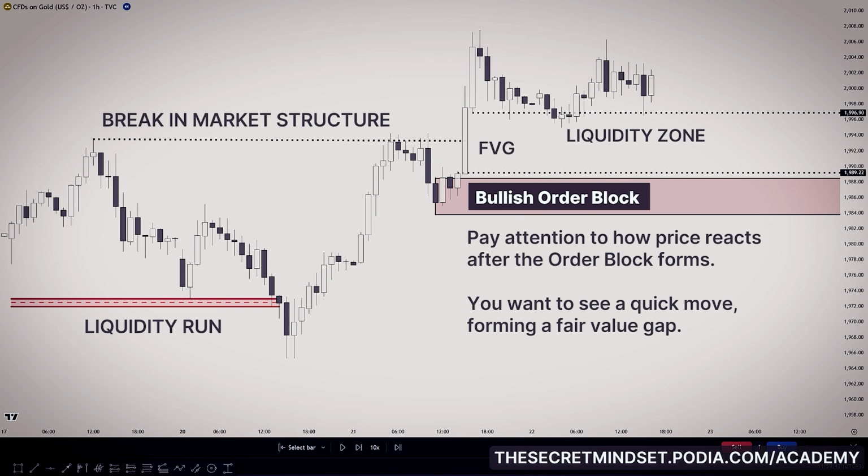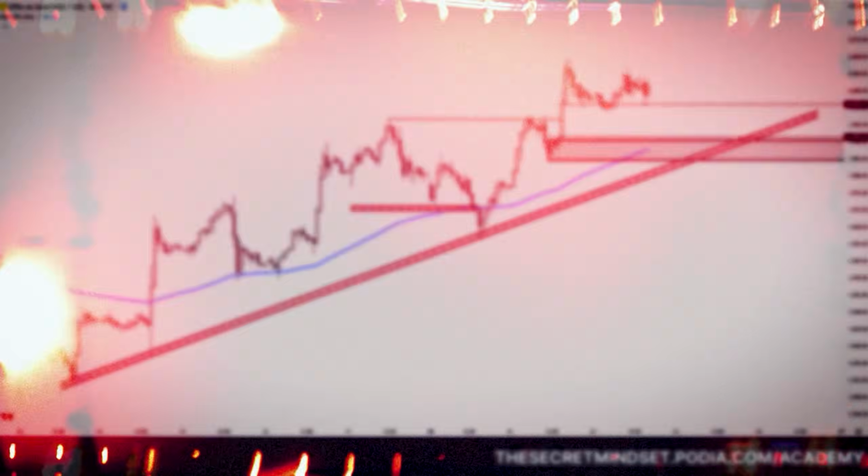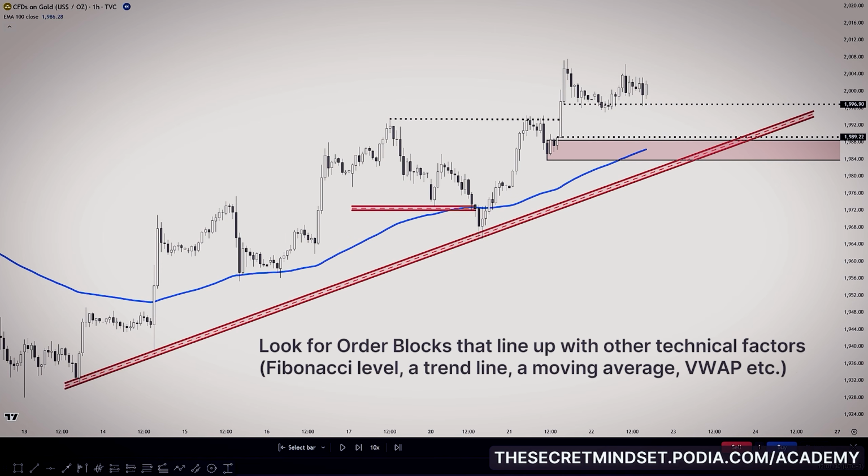Remember, not every order block will lead to a good trade. Your job is to find the best opportunities, not to trade every signal you see. Another tip, look for order blocks that line up with other technical factors. Maybe it's at a key Fibonacci level, or it matches up with a trend line, or a moving average. The more reasons you have to believe in an order block, the better.